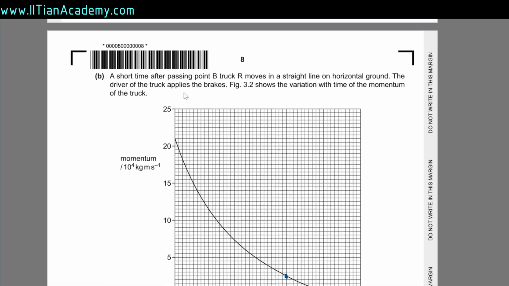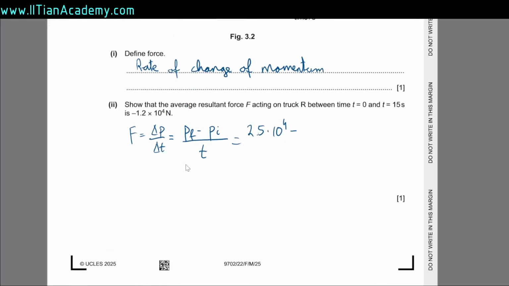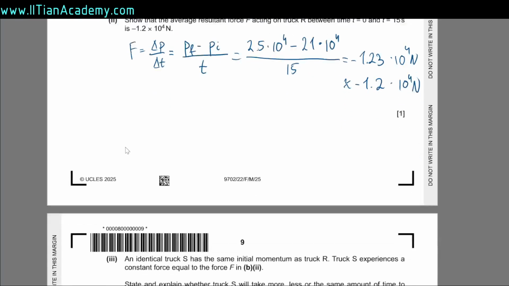And if we look at the initial momentum, that was 21 times 10 to the 4, and then we divide this by 15 seconds. If we do this, we get minus 1.23 times 10 to the 4 newtons, which is indeed approximately minus 1.2 times 10 to the 4 newtons.